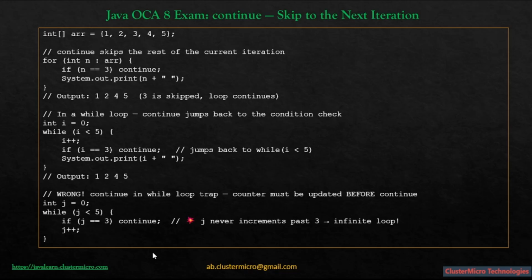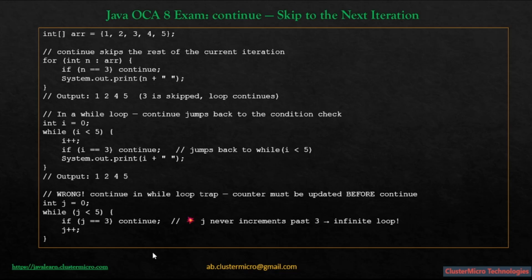In a for loop, when continue is executed, control jumps to the update expression, and then the loop condition is checked again. If you see the first example, when n equals 3, continue, so it will not print System.out.println for n equal to 3. It will print 1, 2, then it will skip, move back to the loop, and print 4 and 5.